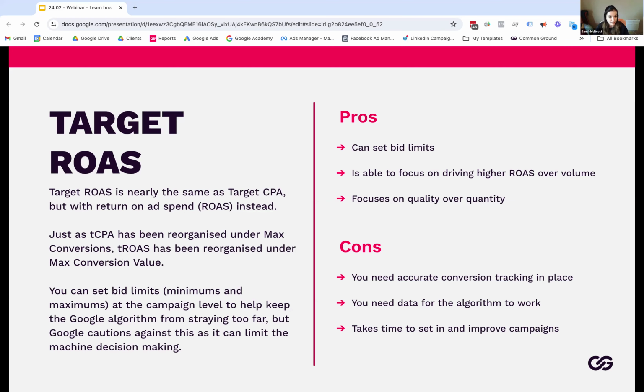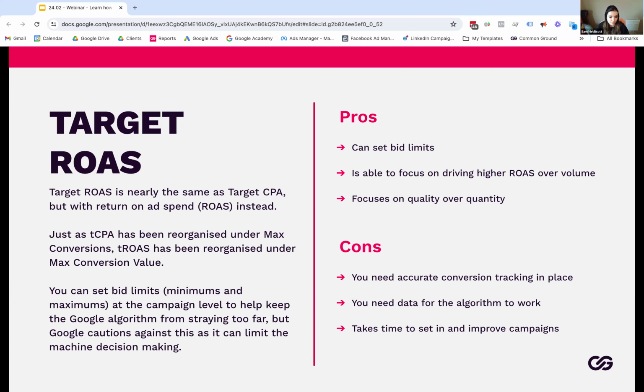And then the next is target return on ad spend. It's nearly the same as target CPA, but focuses on return on ad spend instead. With this, you can set bid limits, minimum to maximums, which is great at campaign level, to stop the Google algorithm straying too far. But typically Google cautions against this, because Google wants you to spend as much money as possible, and it can limit the machine decision making, like the algorithms there.